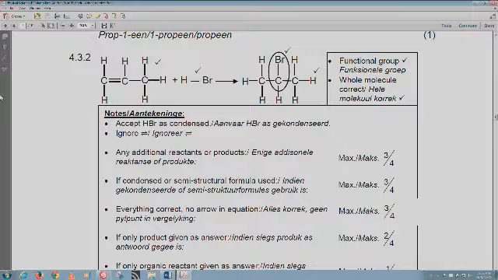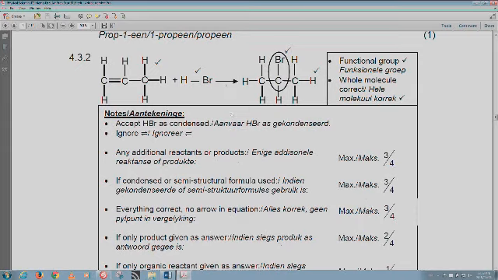Maximum, colleagues, meaning it depends on how many marks the learner already has. If everything is correct, you will mark everything and give 4 marks. And then because the learner did not use structural formulae but used a condensed or semi-structural formula, you take any of these marks, then the learner will get 3 out of 4.